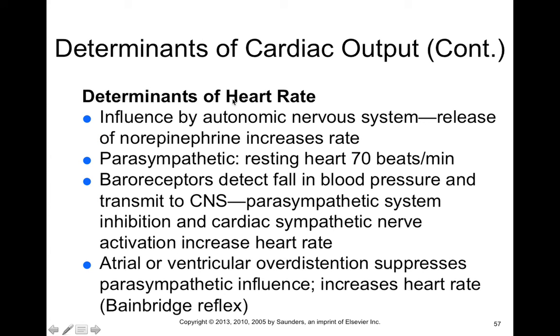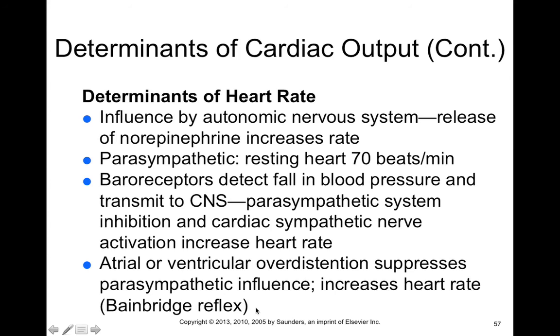Now, we know that heart rate's influenced by the sympathetic nervous system and the parasympathetic nervous system. So remember, the parasympathetic nervous system will slow heart rate down to its resting level of 70 beats per minute or less, whereas the sympathetic nervous system can speed up heart rate to more maximal levels, like in the hundreds of beats per minute.